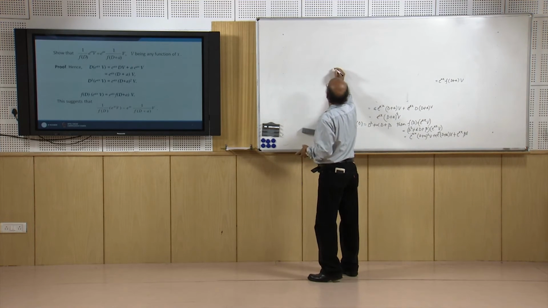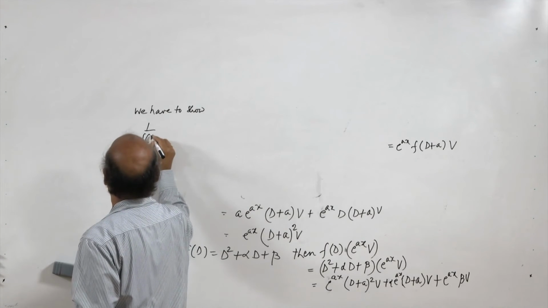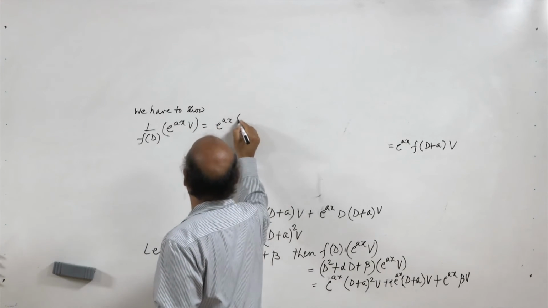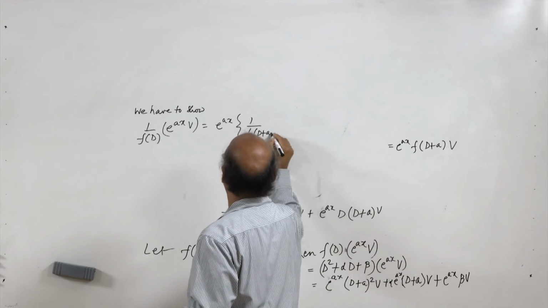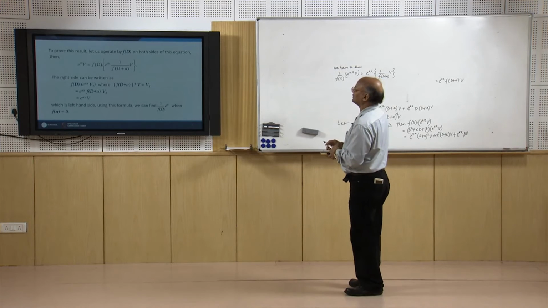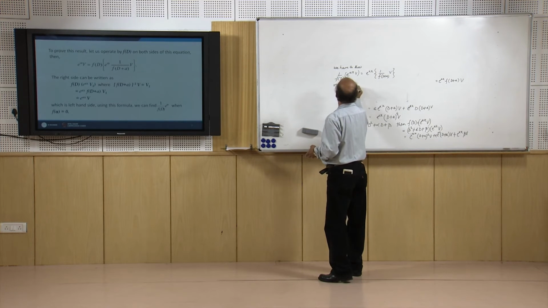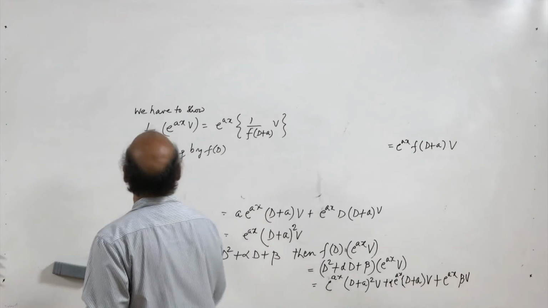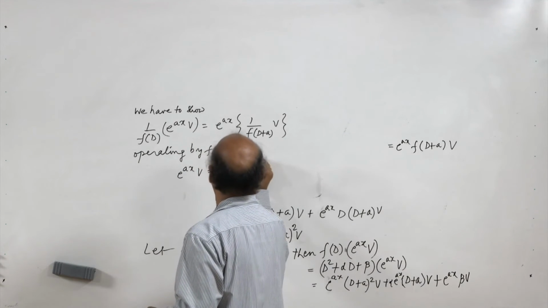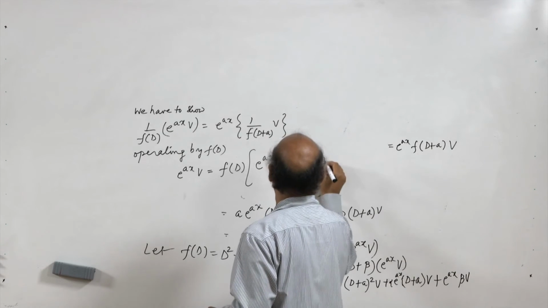So we have to prove that 1 over f(D) operating on e to the power ax into b equals e to the power ax times 1 over f(D plus a) operating on b. Now, what we do is, let us operate by f(D) on both sides. f(D) and 1 over f(D) are inverse operators. So we get e to the power ax into b equal to f(D) operating on e to the power ax times 1 over f(D plus a) b.